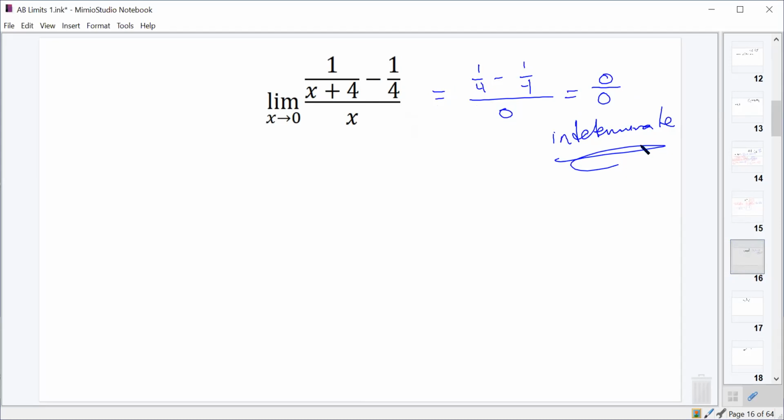I don't know, maybe multiply both sides by x plus 4 to cancel out the denominator of one of the numerator numbers. All right, yeah, that's on the right track there. We want to try and get some common denominators in here so that we can cancel out those denominators. So there's really two ways to go about this.